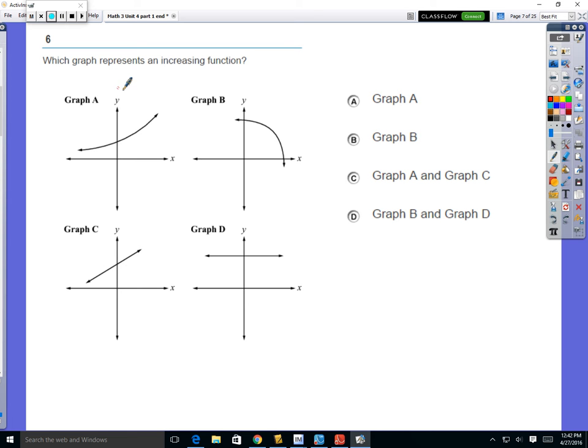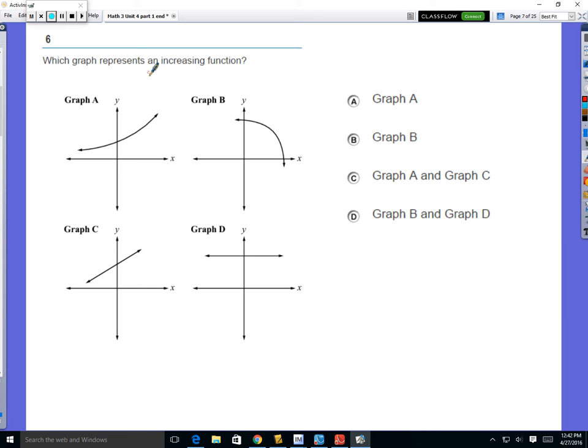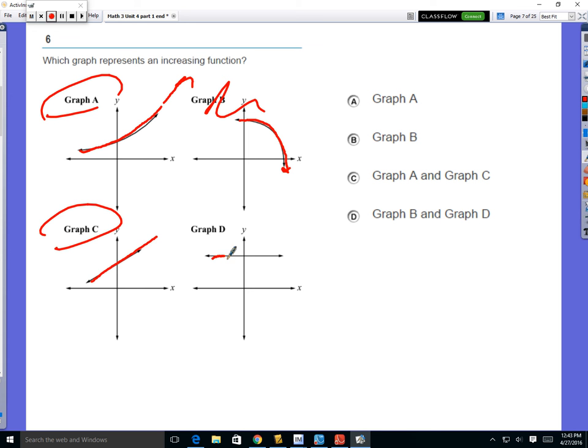Okay, 6. Which one represents an increasing function? Graph A. That is, as time goes on, it's getting bigger and bigger and bigger. That is increasing. This one, as time goes on, it's getting smaller, smaller, smaller. That's decreasing, so it can't be B. C, as time goes on, it's getting bigger, so A works, C works. As time goes on, nothing changes. It doesn't go up, doesn't go down, stays the same. So A and C, you gotta choose C.